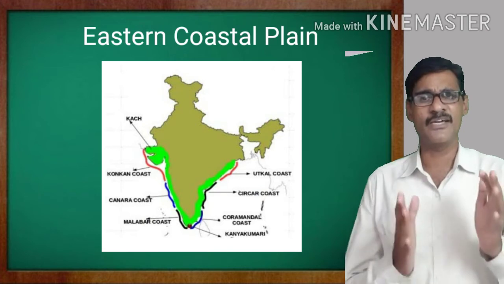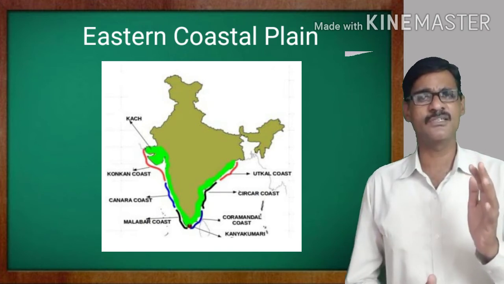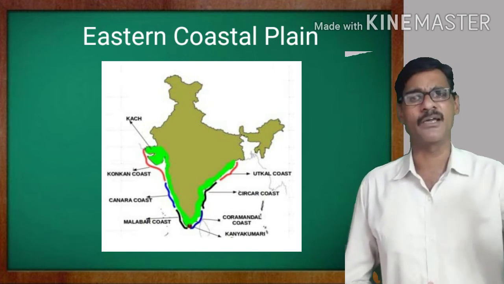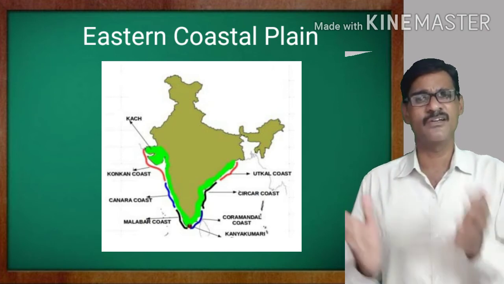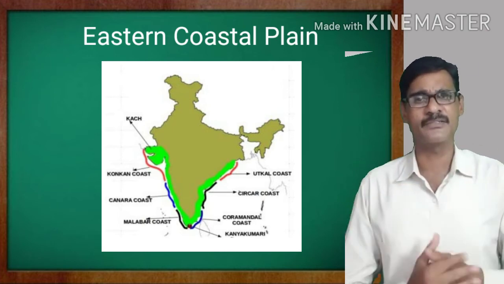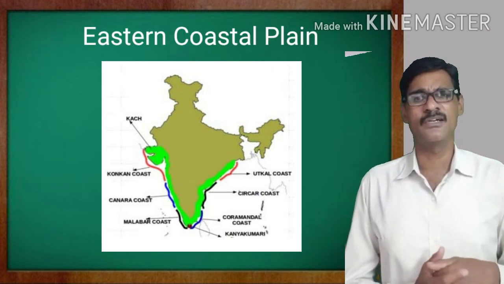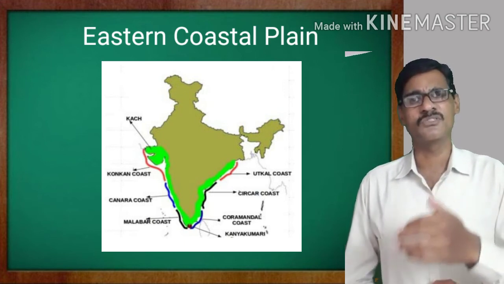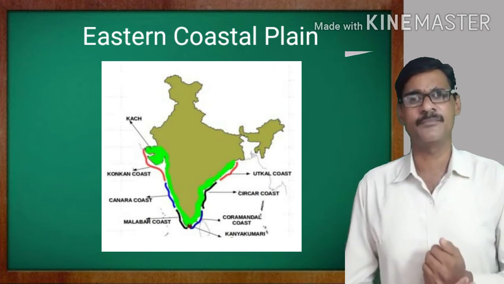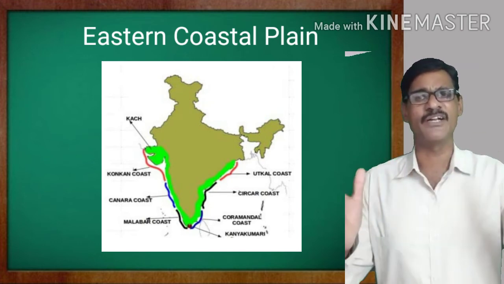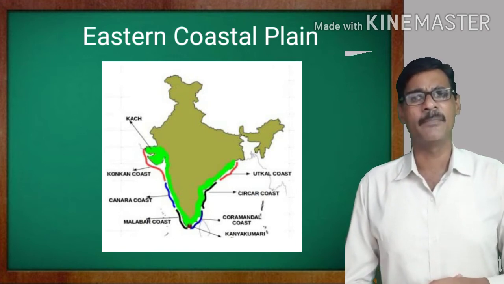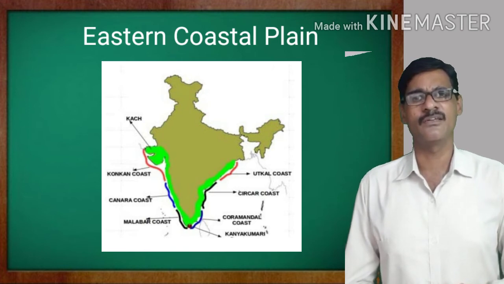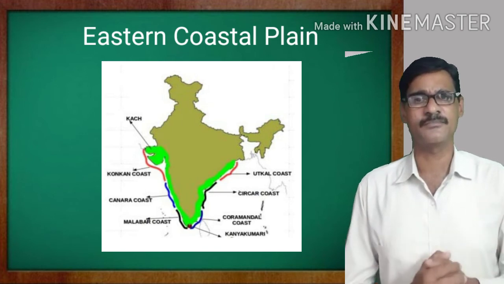Eastern coastal plain. The eastern coastal plain lies between the Eastern Ghats and the Bay of Bengal. So this eastern coastal plain is wider than the western coastal plain. As we have the deltas formed by the Krishna, Godavari, Kaveri, Mahanadi, this east coastal plain is wide and fertile. Paddy, sugarcane, and cotton are some of the important crops we are growing in this region.